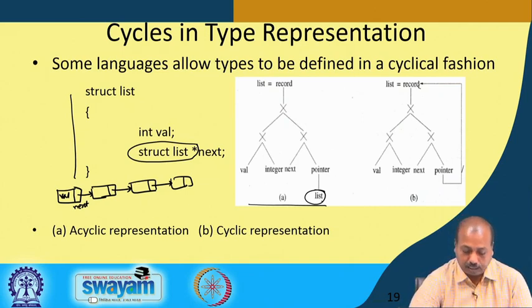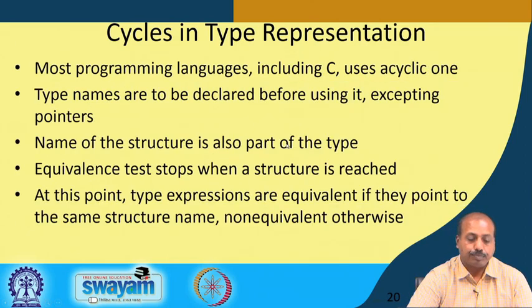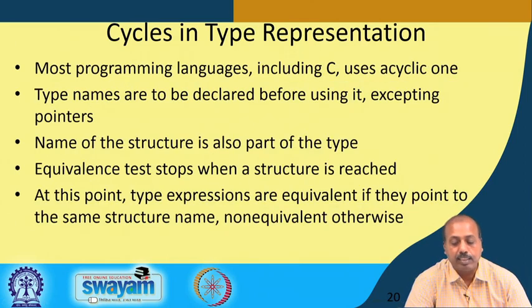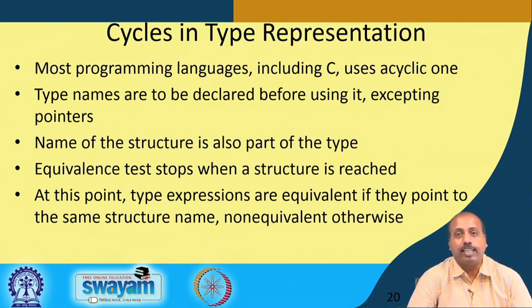So, both the representations are used. It is up to the compiler designer to see which option should be used, and depending on that choose a proper path, so that this operation becomes simple. Okay, the check rules become simple. Most programming languages including C use the acyclic representation. Type names are to be declared before using them, excepting the pointers. Excepting pointers, everywhere else the type names are to be predefined.